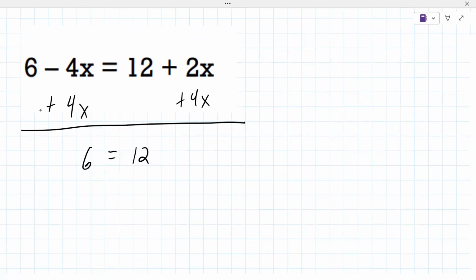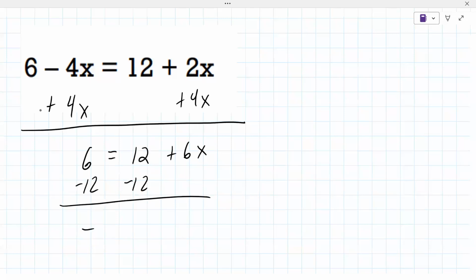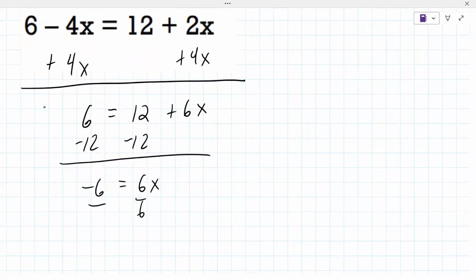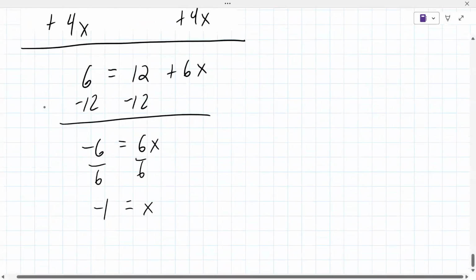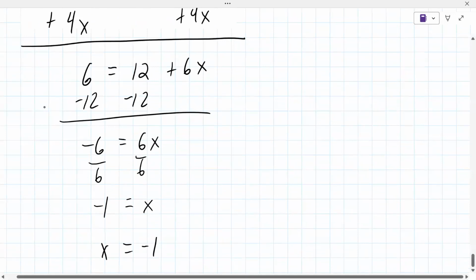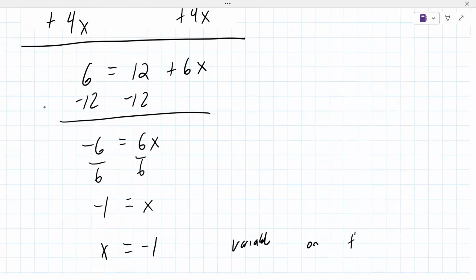6 equals 12 plus 6x. Subtract 12 from both sides. -6 equals 6x. Divide by 6. And then the answer is -1 equals x, but this is awkward. You always want the variable on the left. So make sure you write your answer with the variable on the left.